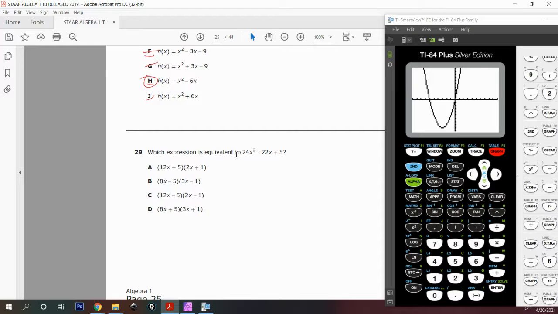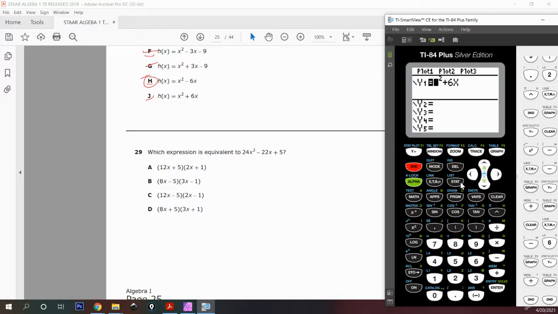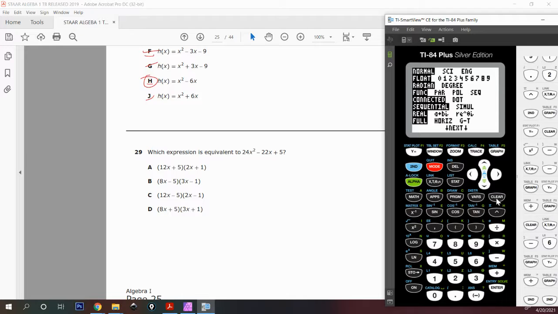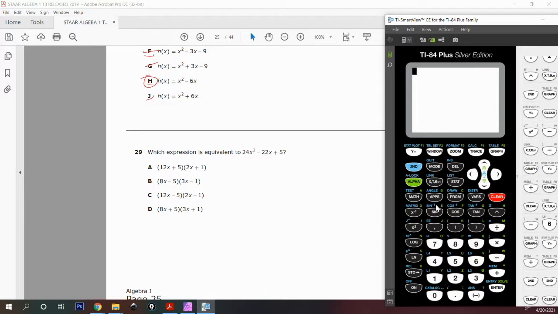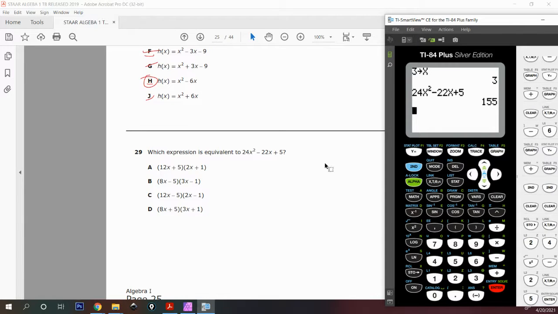All right. So it says which expression is equivalent. Again, I don't want to do that one. Go back here. What we could do is store a number in x. I like to do 3. So 3 store x. And I could type in 24x squared minus 22x plus 5. That gives me an answer of 155.